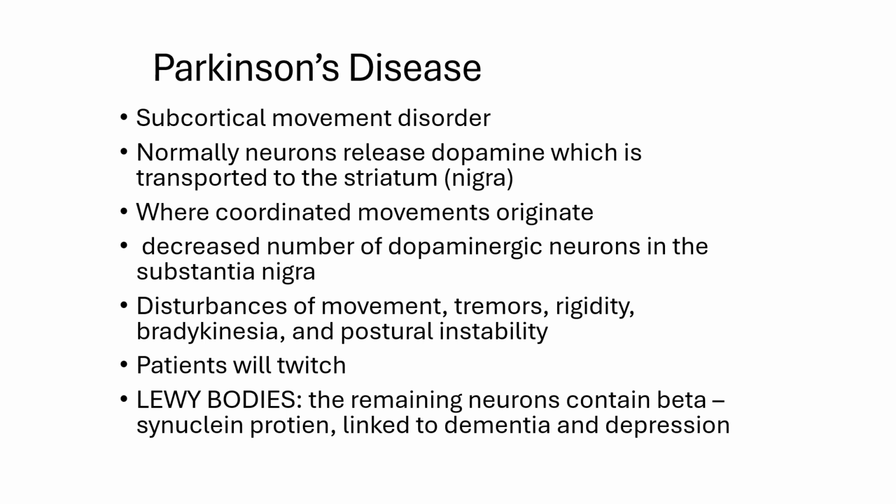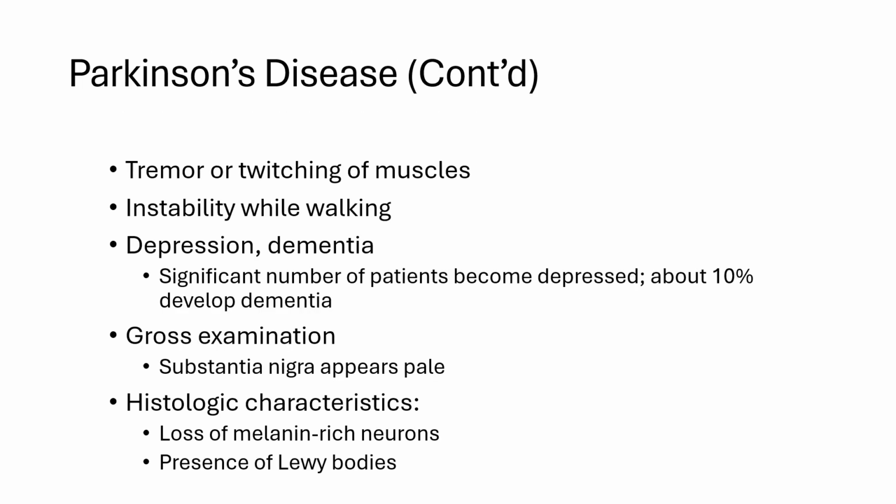Patients will often twitch. And then Lewy bodies are another important component of that. The remaining neurons contain beta synuclein protein, which is linked to dementia and depression. So some other symptoms of Parkinson's include tremor or twitching of the muscles, instability while walking, depression and dementia. There are a significant number of patients who become depressed, and about 10% will develop dementia.